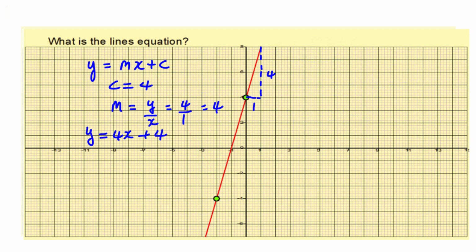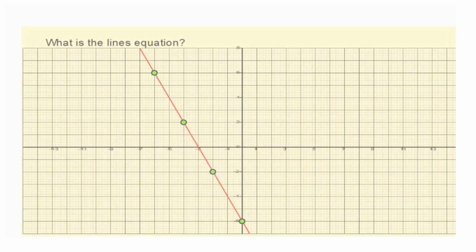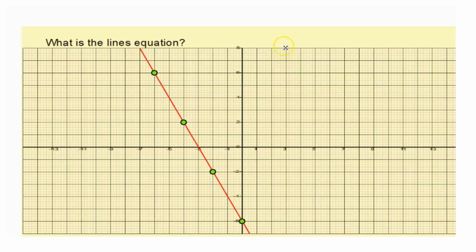Let's examine another question. So we know that the equation of a straight line is y equals mx plus c. So let's write that. So we have y equals mx plus c. Again, c is the y-intercept, so we need to look on the y-axis and see what value that is. That's minus 6. So we have c as minus 6. That's our first value there, minus 6. So we need to find m now.